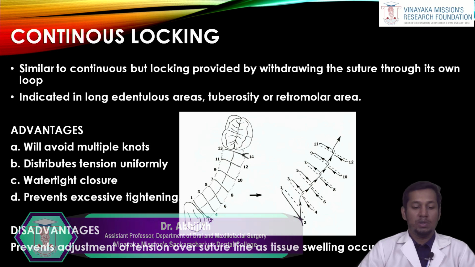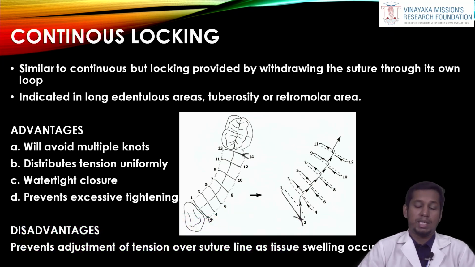So that will lead to the proper closure of the wound and also better healing for the patient. Coming to the disadvantages, it prevents the adjustment of the tension over the suture line because we are locking the suture between the loop. So more or less adjustment is not possible in between that. That is the disadvantage of this interlocking technique, and it can be used anywhere.